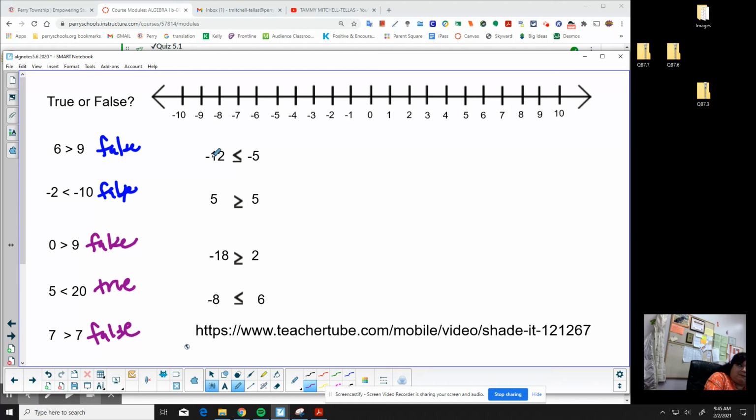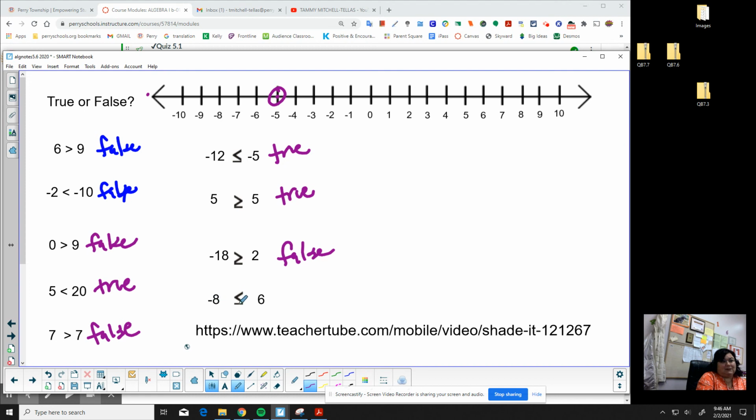Okay, so negative 12 is less than negative 5, less than or equal to. Well, negative 12 is clear over here. Negative 5 is right here. Negative 5 is bigger, so it's eating that one, so it's true. Okay, or negative 5 is more to the right on the number line than this one. 5 equals 5, so because it's got the little line, that's true. Negative 18 is greater than 2. Well, negative 18 would be clear over here somewhere, and 2 is over here, so this is false. 2 should be the one it's eating.